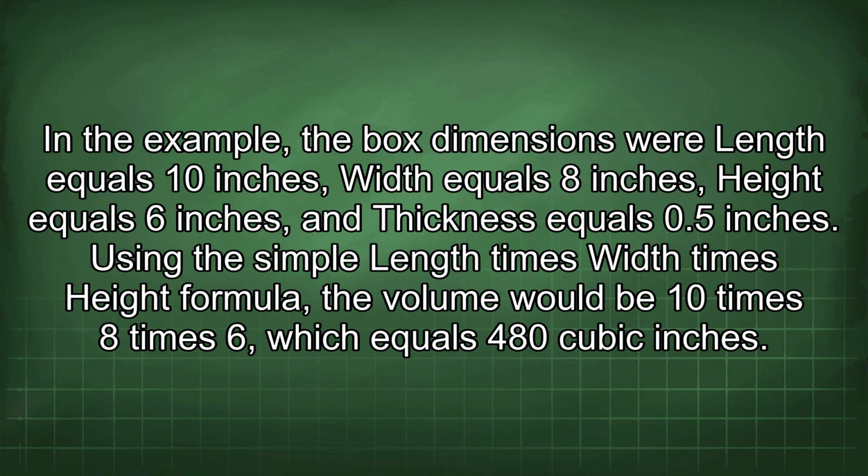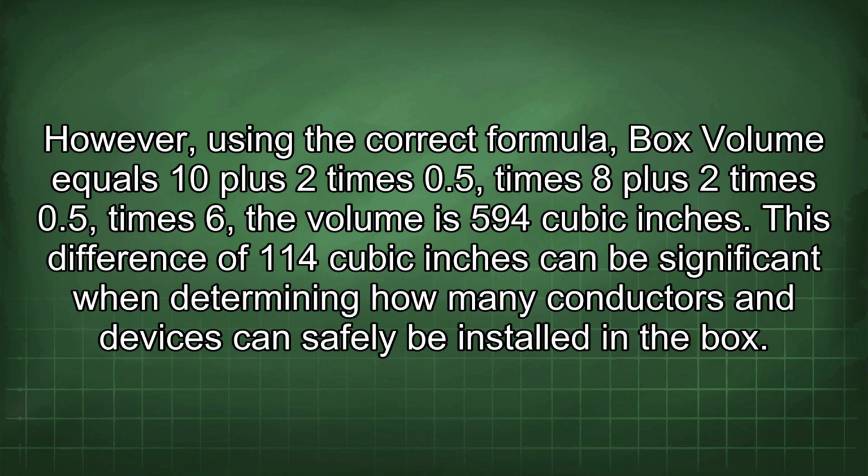In the example, the box dimensions were length equals 10 inches, width equals 8 inches, height equals 6 inches, and thickness equals 0.5 inches. Using the simple length times width times height formula, the volume would be 10 times 8 times 6, which equals 480 cubic inches. However, using the correct formula, box volume equals 10 plus 2 times 0.5, times 8 plus 2 times 0.5, times 6 plus 2 times 0.5, the volume is 594 cubic inches. This difference of 114 cubic inches can be significant when determining how many conductors and devices can safely be installed in a box.